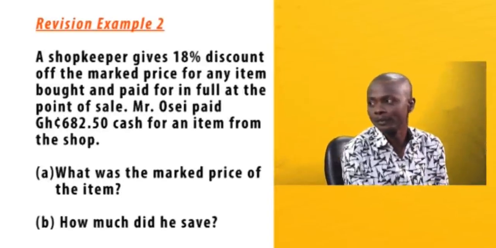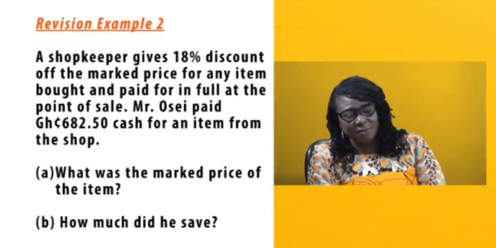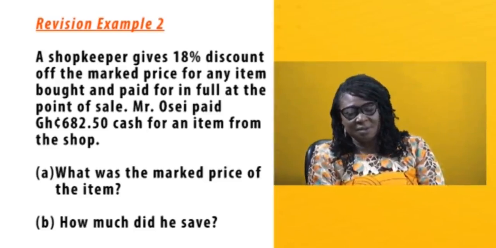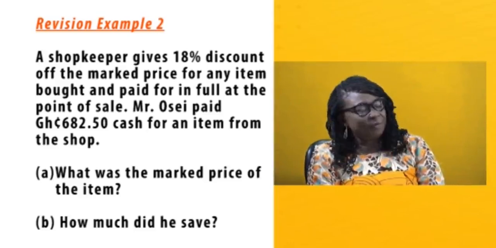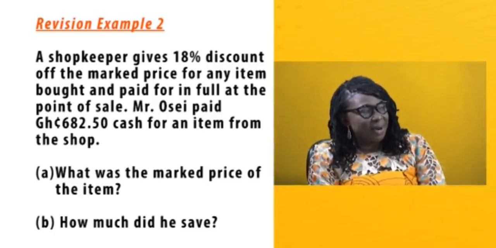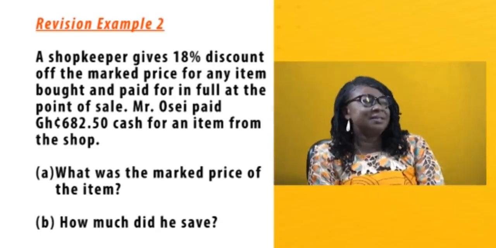Mr. Boabin, let me give you this question and help us answer it. Okay. A shopkeeper gives 18% discount off the marked price of any item bought and paid for in full at the point of sale. Mr. Osei paid 682 Ghana cedis, 50 pesewas, cash for the item from the shop. A. We want to find out what the marked price was. So what was the marked price of the item? And then B. How much did he save?